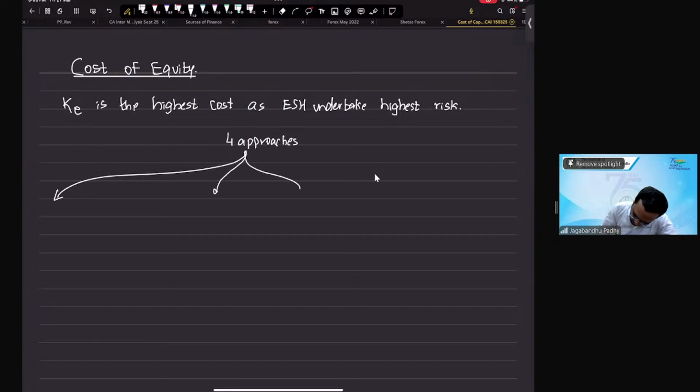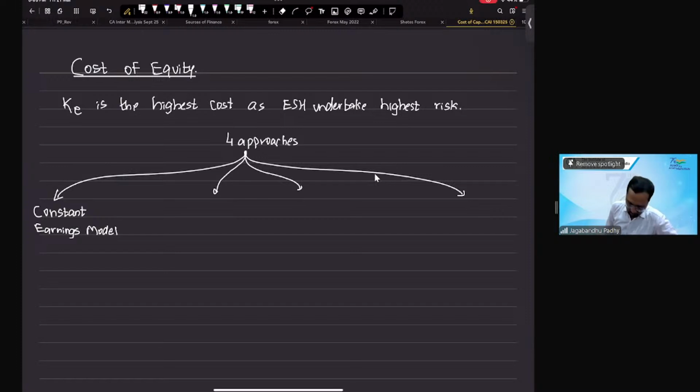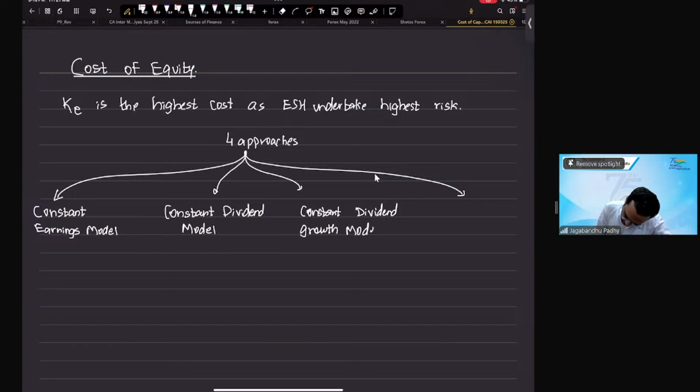Let me just put them down. Okay, so four approaches. First is the constant earnings model. Second approach is the constant dividend model. Third is the constant dividend growth model. And last is the capital asset pricing model.